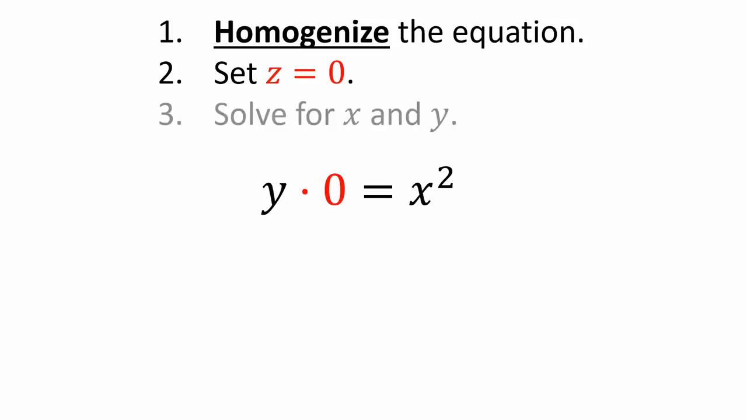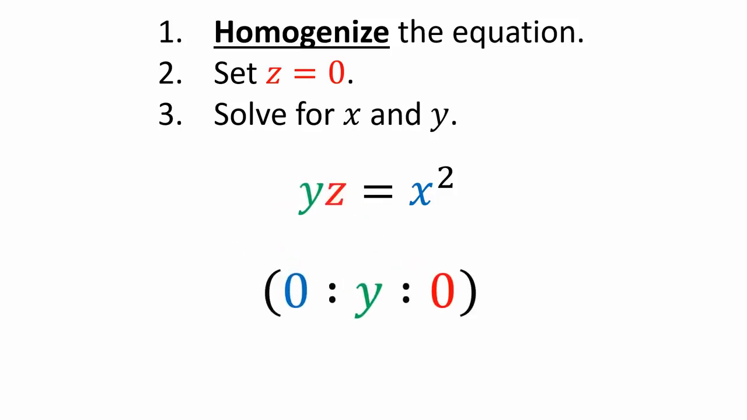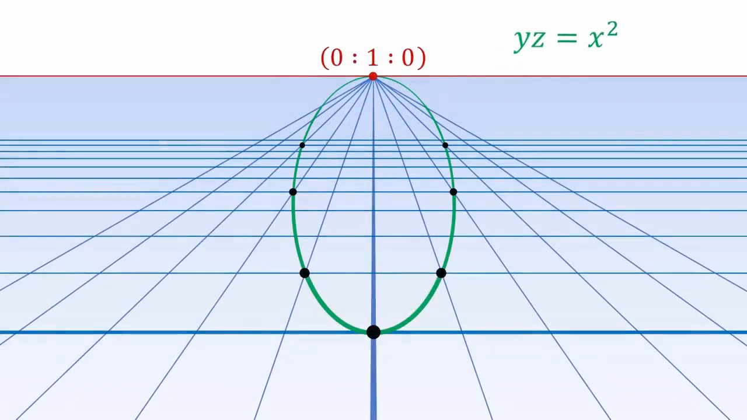Finally, we need to figure out which values of x and y will make the equation work. In this case, x would have to be 0, while y could be anything. Thus, the parabola reaches infinity at the point with homogeneous coordinates 0, y, 0. Since we can scale these coordinates by any number, we can divide through by y to get the coordinates 0, 1, 0, which we can intuitively think of as the point at infinity in the direction of 0, 1. This agrees with our picture from earlier, which showed that the parabola closed off at the end of the y-axis.